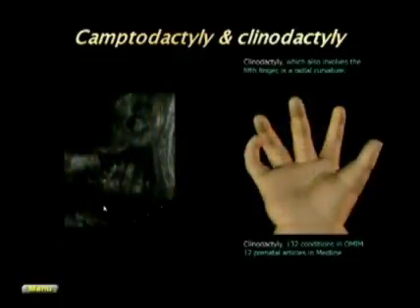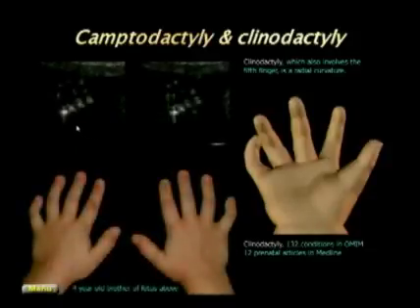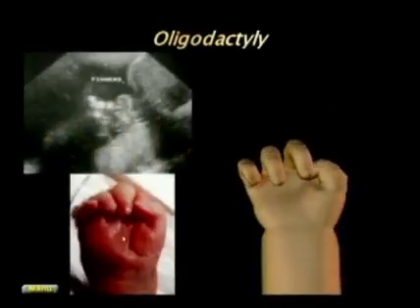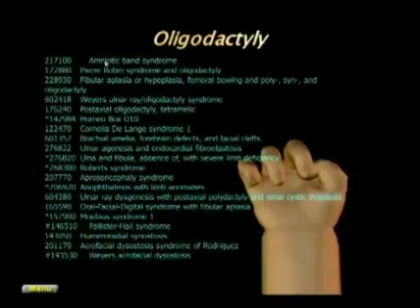This is clinodactyly, and you see the overlapping of the finger over here, and another little fetus whose fifth finger is clearly overlapping the forefinger, and the brother of that child also had the same finding. Oligodactyly means that a finger is missing, and here we have one missing finger, and there are lots of conditions. Of course, amniotic band syndrome is one of them.